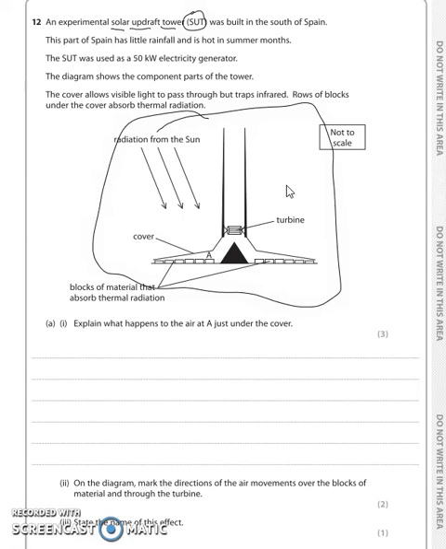So all it's got is some radiation from the sun, pouring on this cover. There are some thermal radiation blocks below here, and it turns out visible light is allowed to pass through, and then it traps infrared. So the cover allows visible light to pass through, but traps infrared. Rows of blocks under the cover absorb this thermal radiation. So explain what happens to the air at A just under the covers.